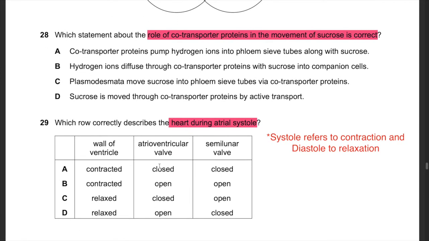Question 28. Which statements about the role of co-transporter proteins in the movement of sucrose is correct? Co-transporter proteins pump hydrogen ions into phloem sieve tubes along with sucrose? No. Hydrogen ions diffuse through co-transporter proteins with sucrose into companion cells? Yes. So the answer is B.